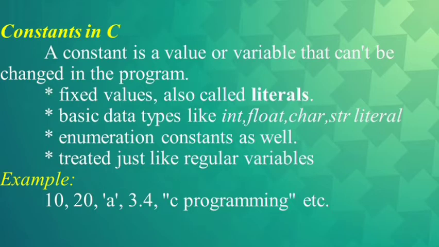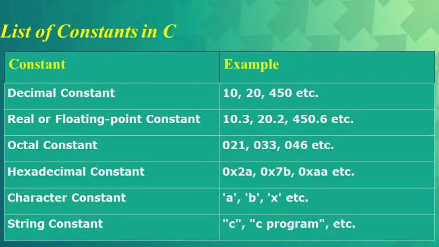These constants refer to fixed values that the program may not alter during its execution. These fixed values are also called literals. The constants can be of any of the basic data types, like an integer constant, floating constant, character constant or a string literal. There are enumeration constants as well. The constants are treated just like regular variables except their values cannot be modified after their definitions.